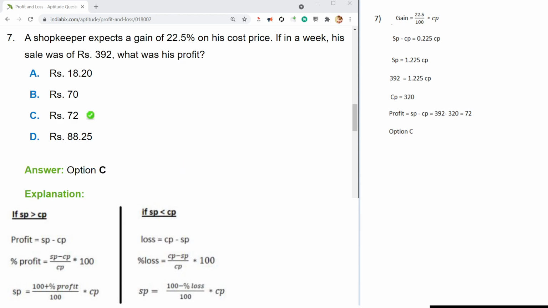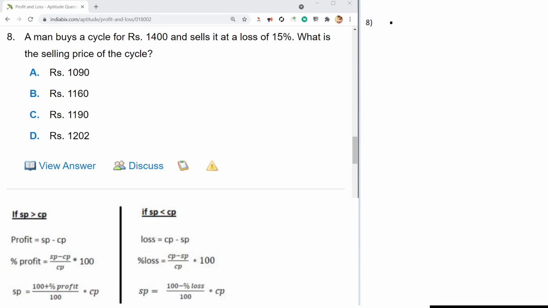Option C is correct. Let's see problem number 8. A man buys a cycle for 1400 and sells it at a loss of 15%. What is the selling price of the cycle? 1400 cost price is given. So CP equals 1400. Percentage loss is 15. We need to find out SP.